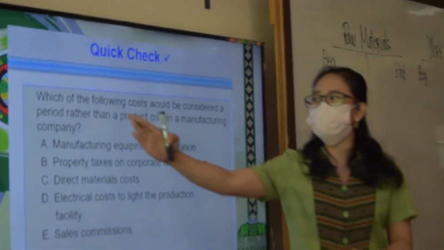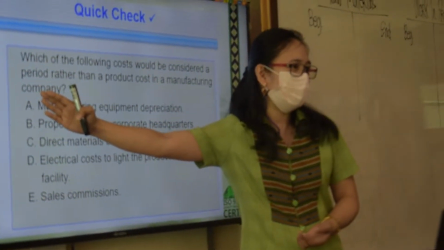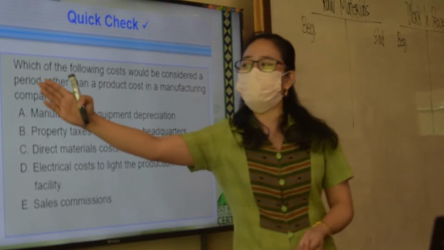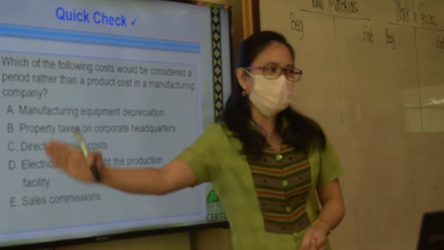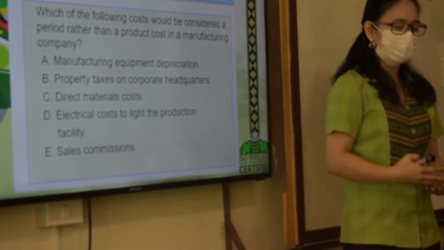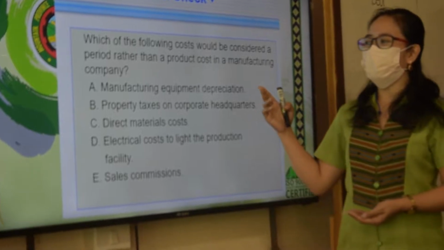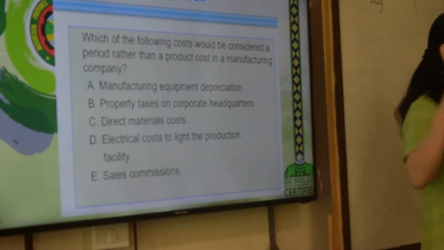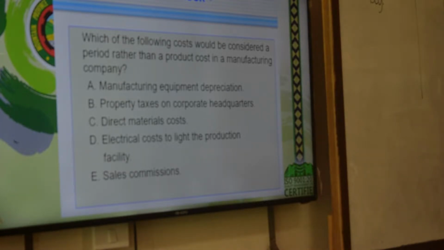What is being asked is for you to identify the period costs, right? Okay. So period cost ang tinatanong among the choices which fall under the period cost. Manufacturing equipment depreciation, is it a period or a product cost? It's a product cost. It's part of a manufacturing overhead cost, correct? What about property taxes on corporate headquarters?